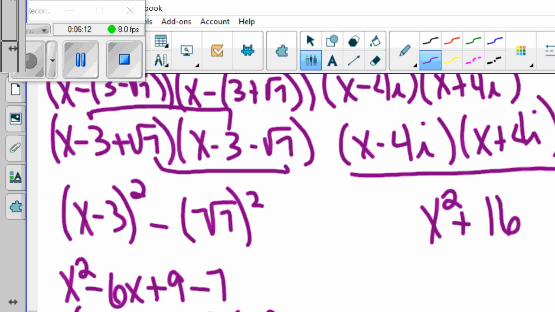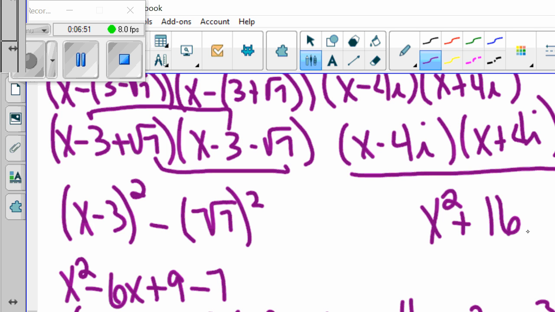Now, FOIL these, distribute this out. So x squared times x squared gives me x to the 4th. X squared times 16, so plus 16x squared. Negative 6x times x squared, so negative 6x cubed. And then negative 6x times 16 gets me negative 96x. 2 times x squared, plus 2x squared. 2 times 16, plus 32.